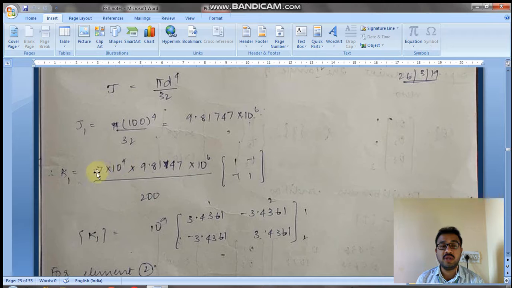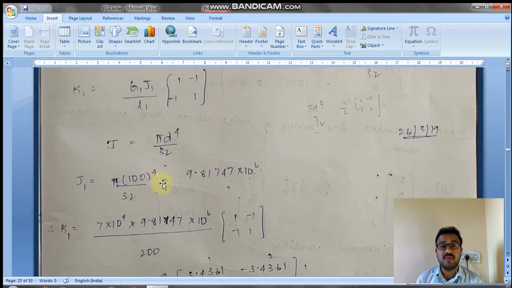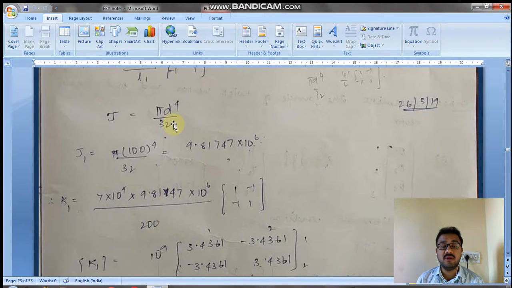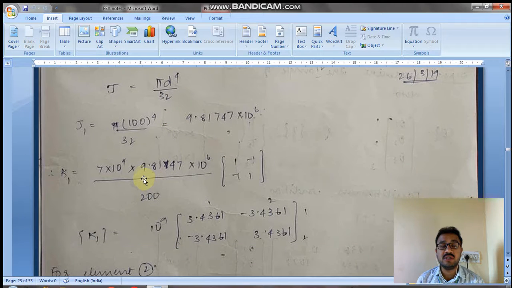I'll be substituting G1, J1, and before substituting, I made sure that all the data is in the same units. The units I'll follow here are millimeter and Newton, everywhere. So G1, J1 and L1 times the matrix 1 minus 1, minus 1 1.